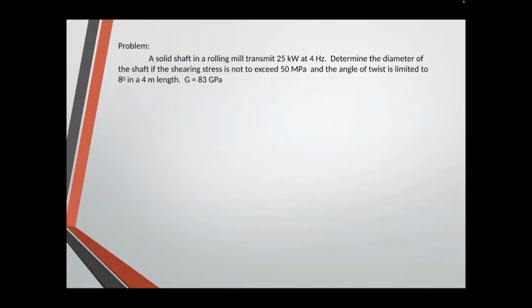A solid shaft in a rolling mill transmits 25 kilowatts at 4 hertz. Determine the diameter of the shaft if the shearing stress is not to exceed 50 megapascal and the angle of twist is limited to 8 degrees in a 4-meter length. So, bale, we are asked for the diameter.